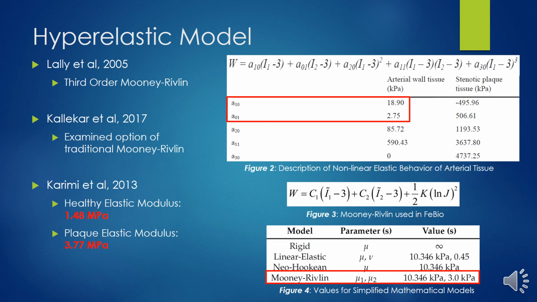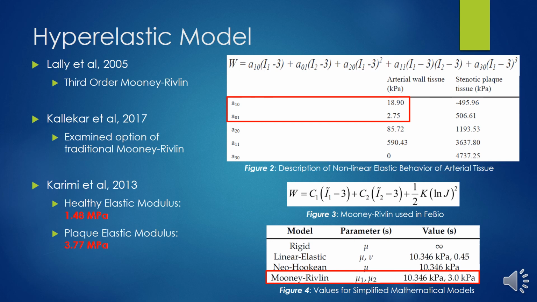I chose the Lally et al. constants over the Kalakar et al. constants because the Lally et al. paper provides constants for plaque tissue as well. However, by doing this, I was still missing the bulk modulus. To get this value, I looked at a paper in 2013 by Karami et al. and found the elastic modulus for healthy coronary artery tissue and corresponding plaque. The elastic modulus can be used as the bulk modulus in this case because I'm using the isotropic and homogeneous assumptions.